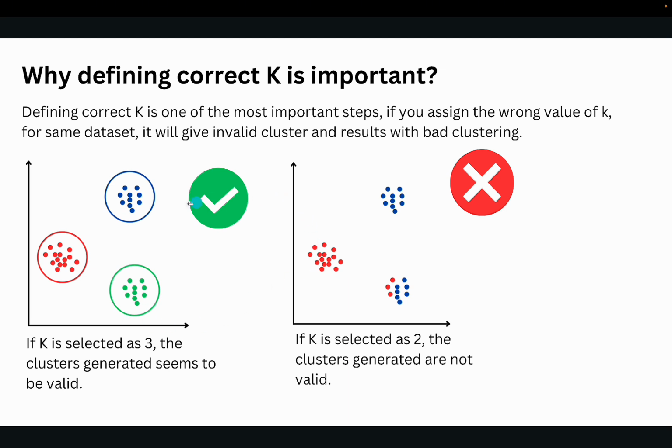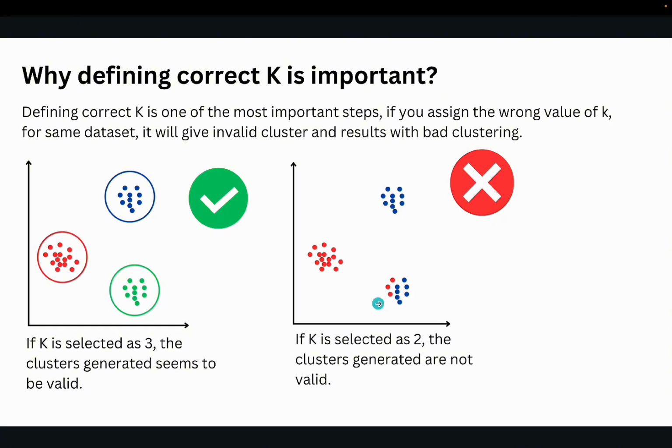But for the same dataset, if we accidentally select the value of k equals 2, then the clusters are not valid. If you can see, red is assigned for this, and blue for this. It does not seem like it has done a good job in clustering. So this is the most crucial step.